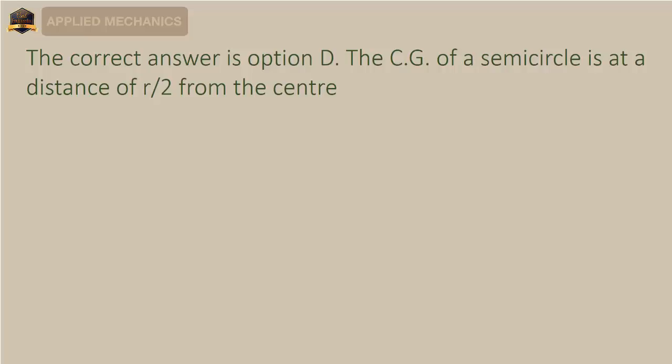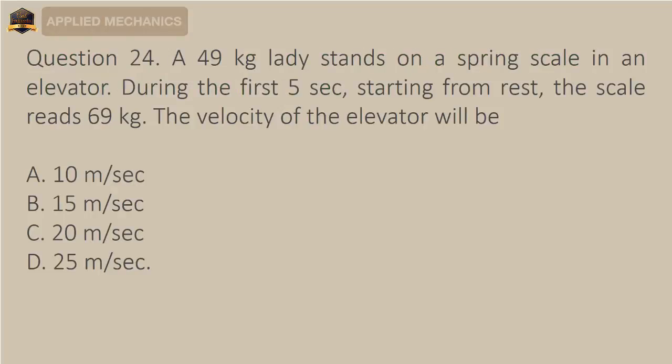Question 24. A 49 kilograms lady stands on a spring scale in an elevator. During the first 5 seconds, starting from rest, the scale reads 69 kilograms. The velocity of the elevator will be: A. 10 meters per second. B. 15 meters per second. C. 20 meters per second. D. 25 meters per second. The correct answer is option C, 20 meters per second.